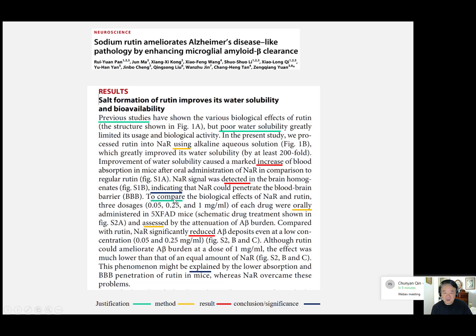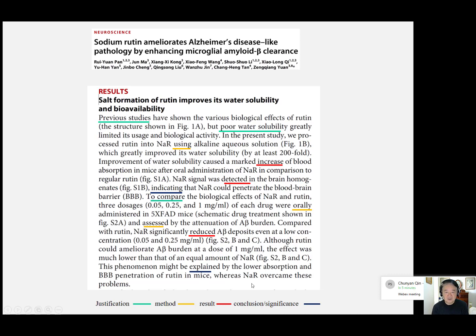Then they started with the aim, actually, says to compare. Then they use this method with oral administration. Now here's the results. They saw a reduced A beta deposit. Therefore, it's a structure to justify why this work is done. Then a very brief method, then present the results. This is a structure I want to explain. Now finally, this is the conclusion or significance explained.